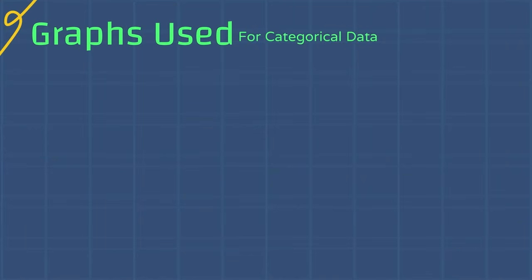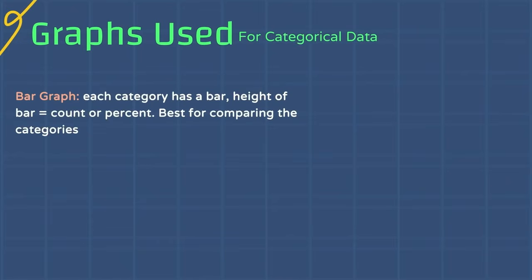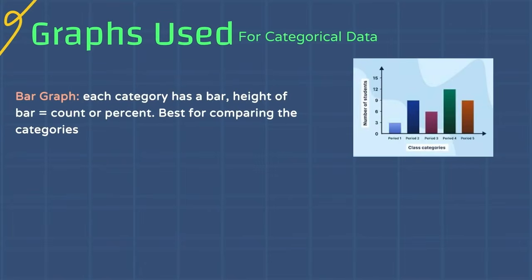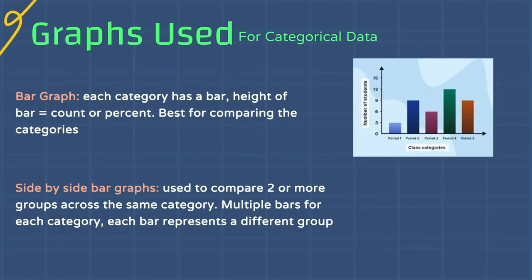Graphs used for categorical data. One of the graphs are bar graphs. Each category has a bar, and the height of the bar indicates the count or the percent, and it's best for comparing the categories. So we see period 1 represents 3 because that's the height, and so on and so on.